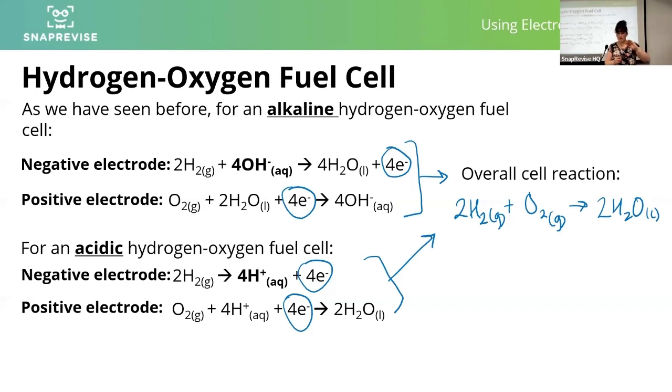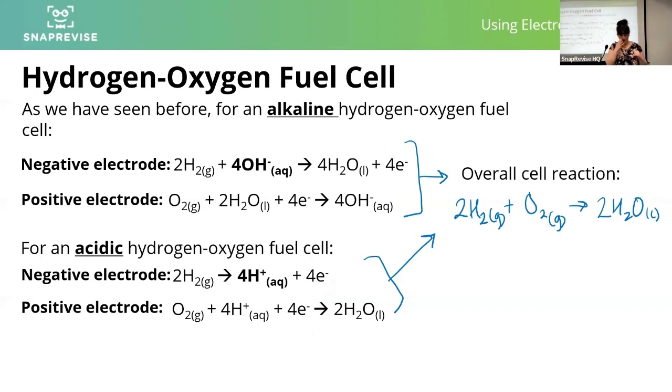We've written it doubled so that you've got the 4 electrons, so you can see hopefully clearly that when you combine the 2 equations, you can cancel the 4 electrons on both sides to come up with the same overall cell reaction for both. But just as a note, you might see it written differently in the half amounts.